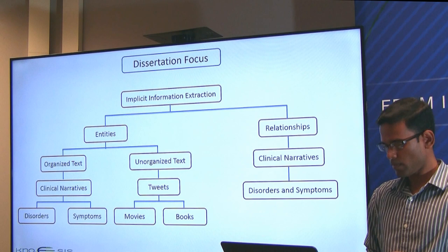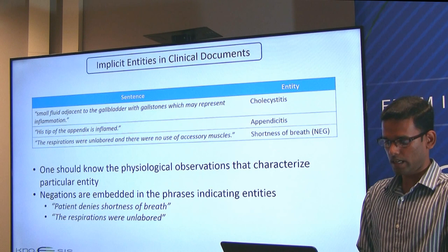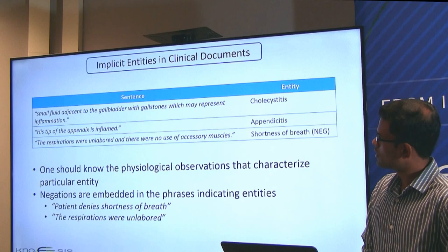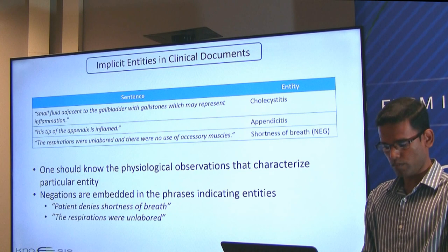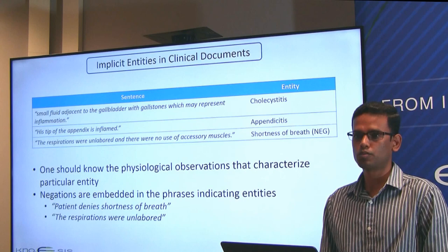The first one is entities on organized text, namely on clinical records. First, let's have a look at how implicit entities manifest in clinical records. Here are a few examples. We have seen a couple, but let's have a deeper look here. The first example has an implicit mention of polycystic condition, and the second one has appendicitis. The third one actually has a negated mention of shortness of breath, because shortness of breath is defined as labored respiration, and here it says unlabored respiration.